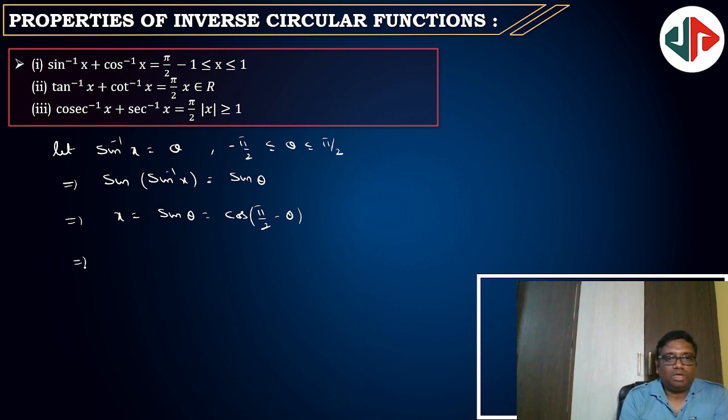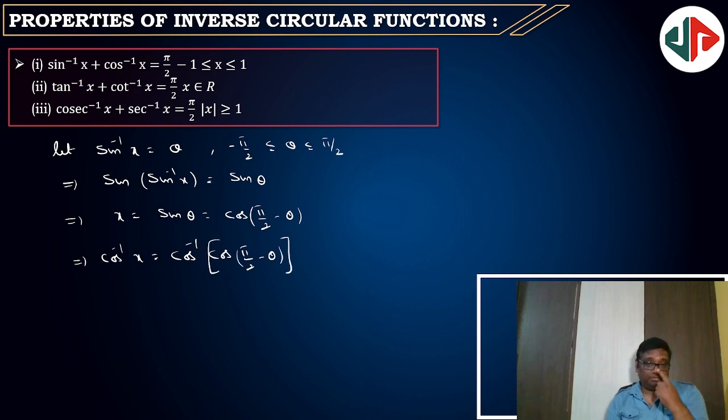So if you apply cos inverse on both sides, cos inverse of x is always equal to cos inverse of pi by 2 minus theta. But keep in mind, can I write pi by 2 minus theta directly, sir? Never. Cos inverse of cos x is equal to x only when x lies between 0 to pi.